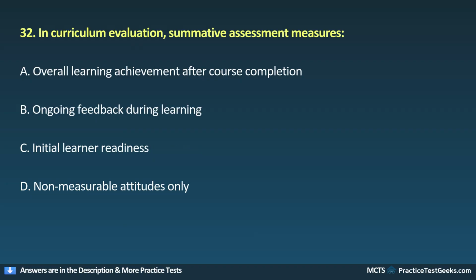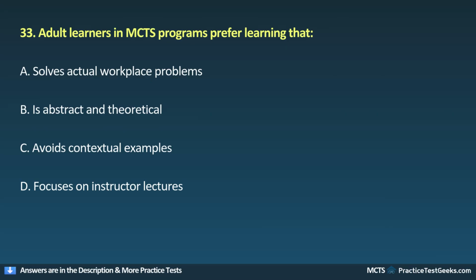32. In curriculum evaluation, summative assessment measures A. Overall learning achievement after course completion. B. Ongoing feedback during learning. C. Initial learner readiness. D. Non-measurable attitudes only.